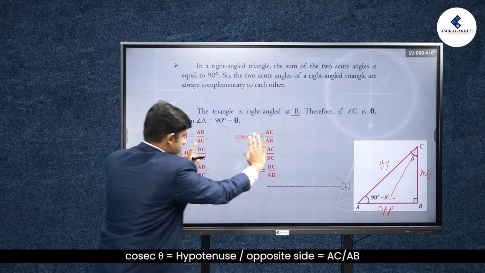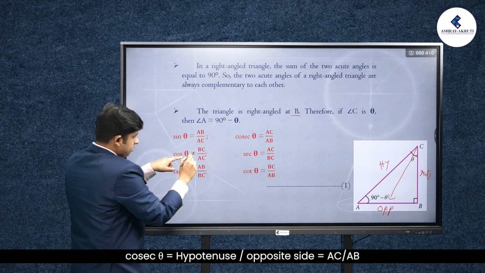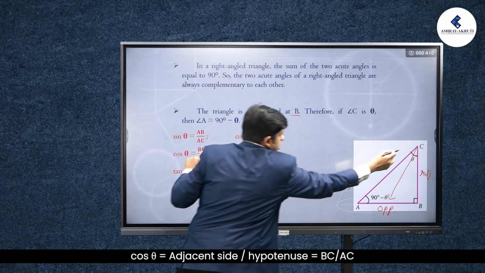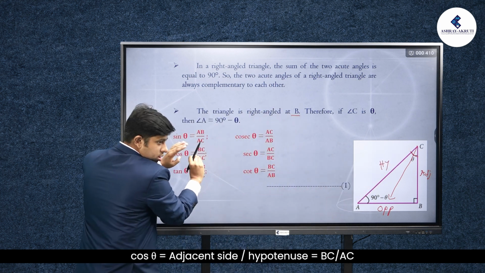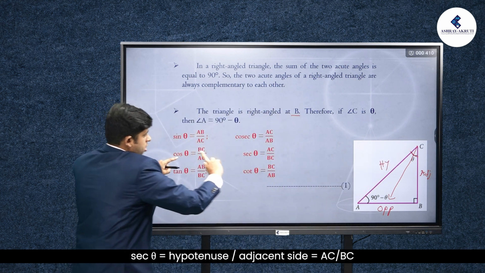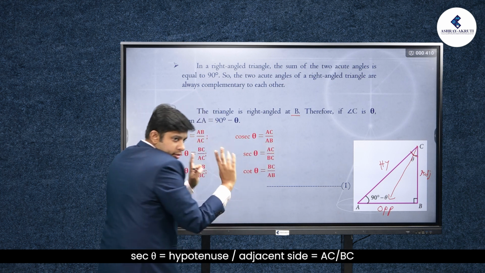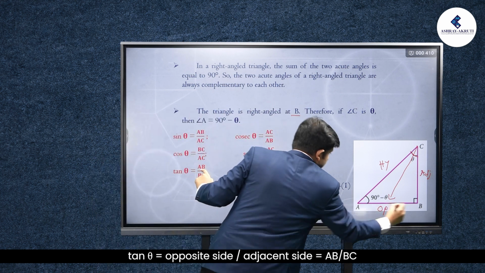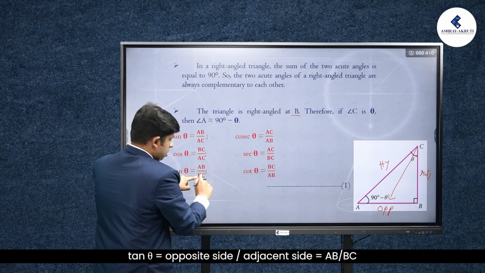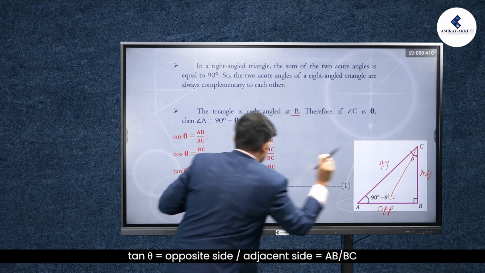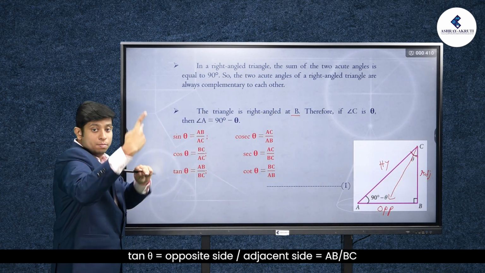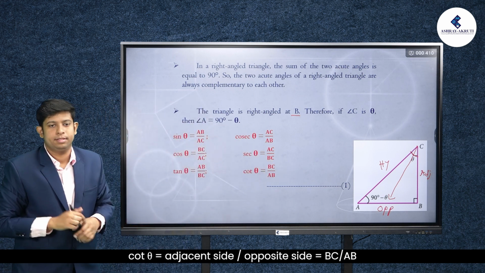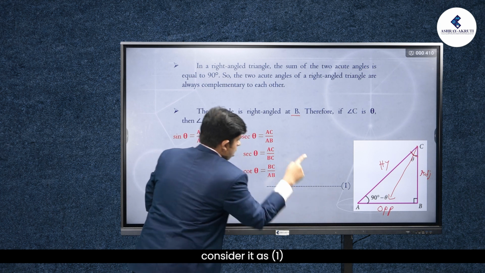Cosecant theta is equal to hypotenuse by opposite side, that is equal to AC by AB. Cos theta is equal to adjacent side by hypotenuse, that is equal to BC by AC. Secant theta is equal to hypotenuse by adjacent side, that is equal to AC by BC. Tan theta is equal to opposite side by adjacent side, that is equal to AB by BC. Cot theta is equal to adjacent side by opposite side, that is equal to BC by AB. Consider it as 1.